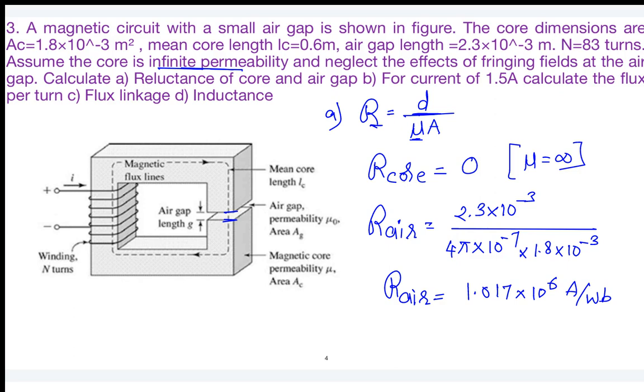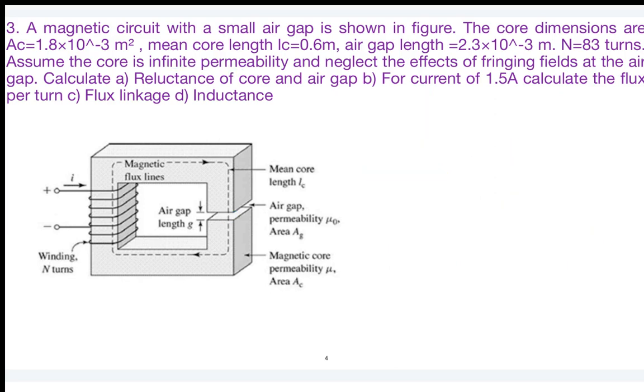Okay, once you know the reluctance, you know how to do the total magnetic flux per each turn, right? So you can verify all of that. I will go to the next one. So the reluctance part is over. Then for the current of 1.5 ampere, calculate the flux per each turn.